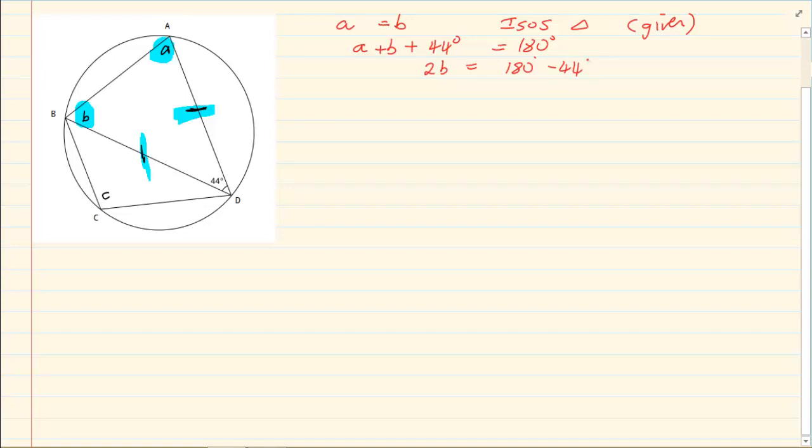Why did I say 2B? Because A is equal to B. So I'd have 2B is equal to 136 degrees, giving me B is equal to 68 degrees. Now if B is equal to 68 degrees, then A is equal to 68 degrees. Right, now if I have that A is equal to 68 degrees, what can you tell me about A plus C? A plus C is going to equal 180 degrees. Opposite angles of a cyclic quad.